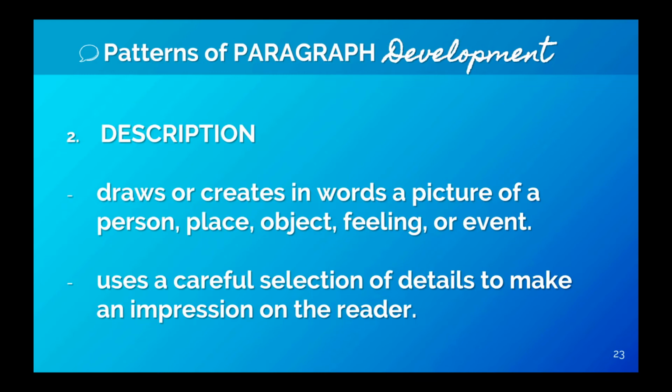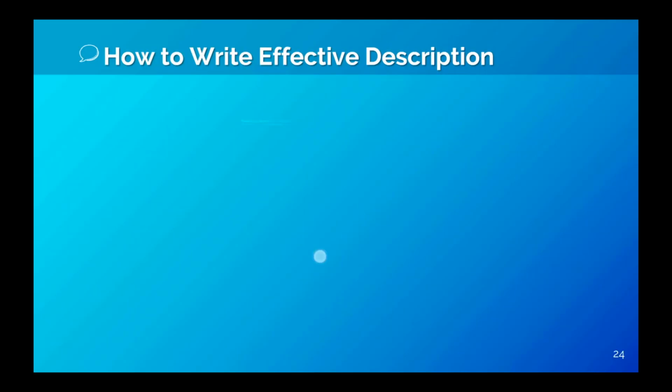So, for example, the topic of your essay is your mother, and you have already told a story about your mother, and then you're going to write the next paragraph, and you're thinking of what else you can write about your mother. So you can use this pattern, description. You can just clearly describe your mother. Okay? Here are the things you need to remember to write effective description.